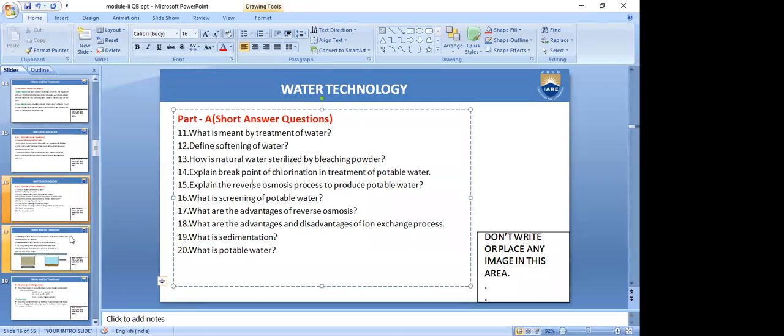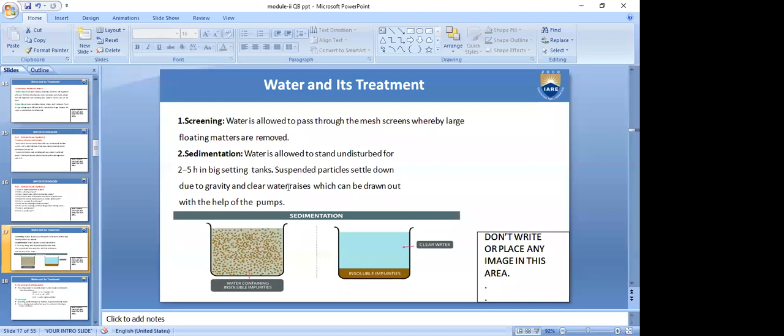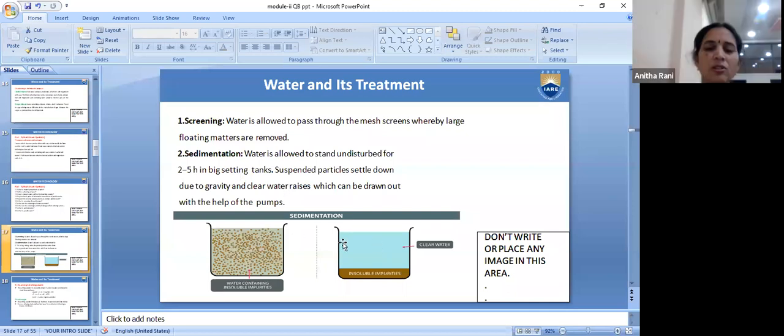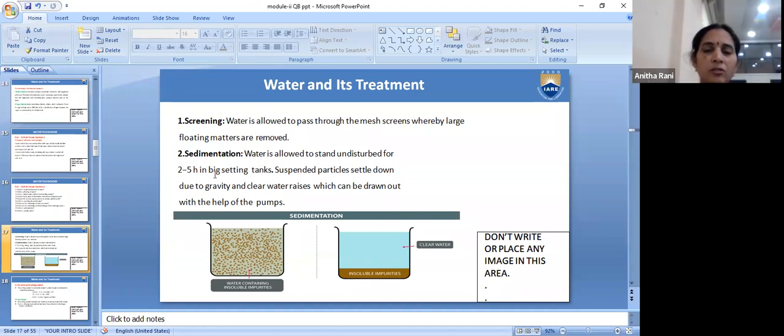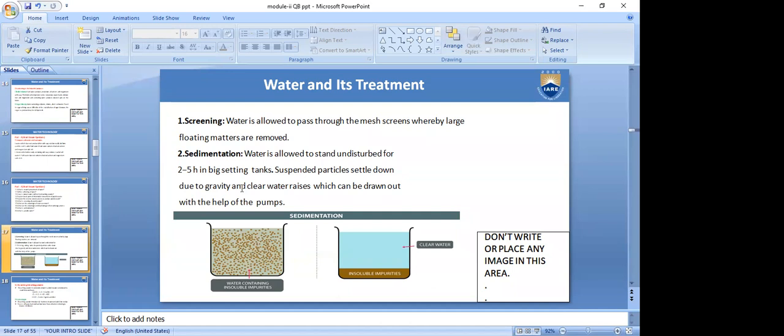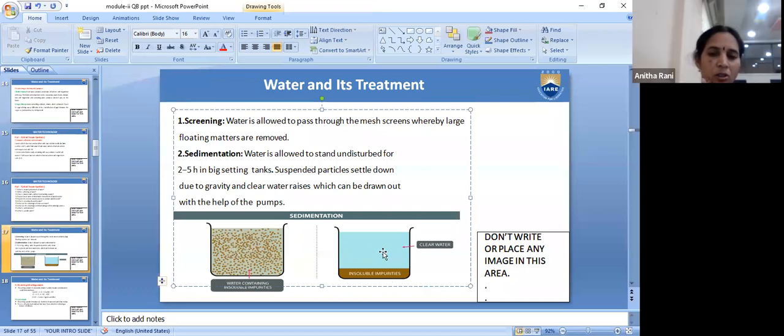Now, students, what is sedimentation? To remove suspended particles, what do you do? In the sedimentation process, we allow the water to stand undisturbed in a tank for some time. The suspended particles settle down due to gravity. We can then remove the clear water with pumps and take out the impurities from the tank.